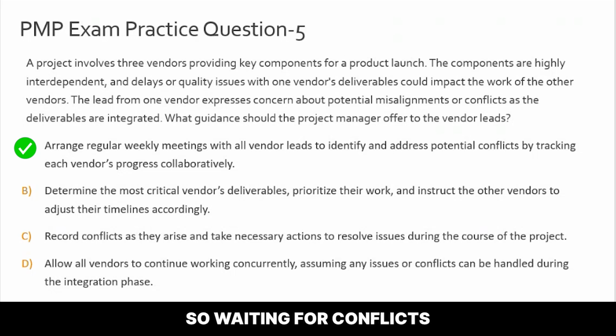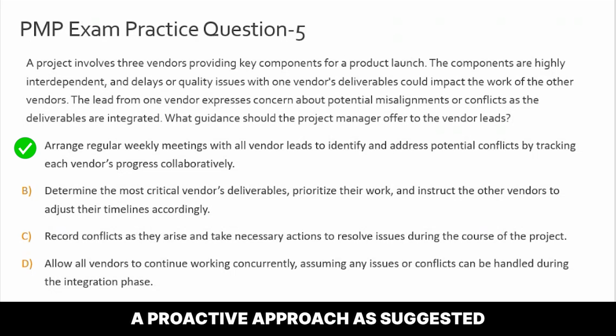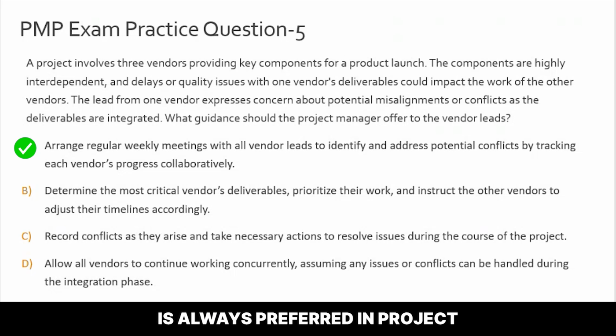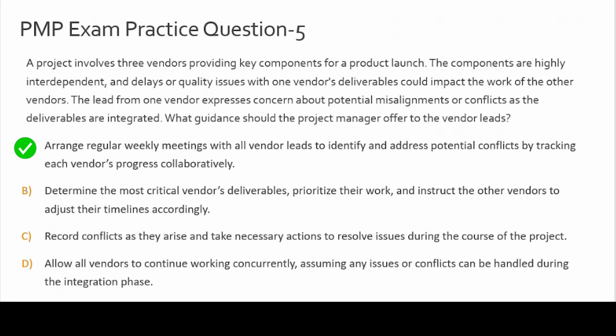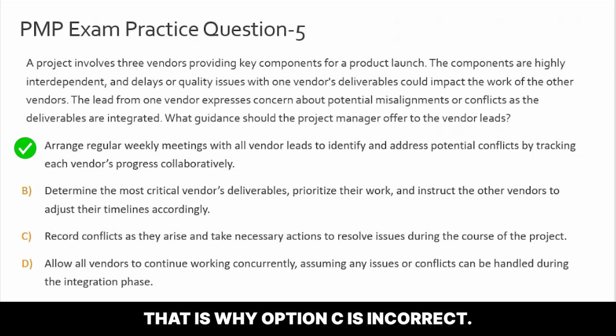So waiting for conflicts to occur instead of addressing potential issues early on can lead to costly delays or disruptions, right? Very common sense. A proactive approach, as suggested in option A, is always preferred in project management, especially when dealing with critical interdependencies. As simple as that. That is why option C is incorrect. Let's look at option D.